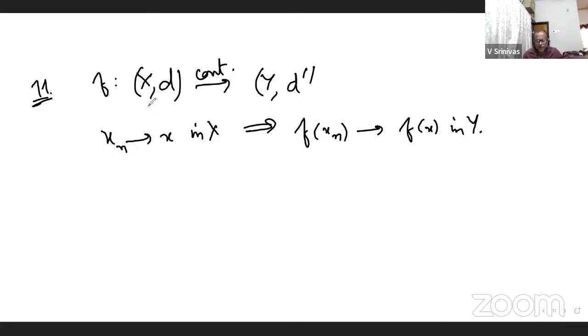Let F map a metric space X, d into metric space Y, d dash, be continuous. If a sequence Xn converges to X in capital X, then show that the image sequence converges to the image. This means continuity preserves convergence. How can we prove this? The converse is also true: if you have this, you can show that it is continuous. First, let me prove this.